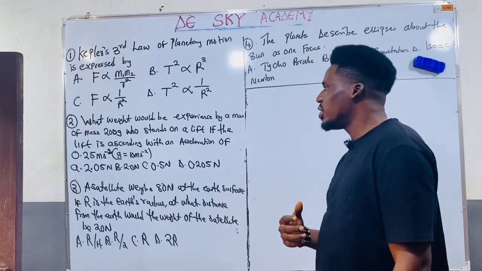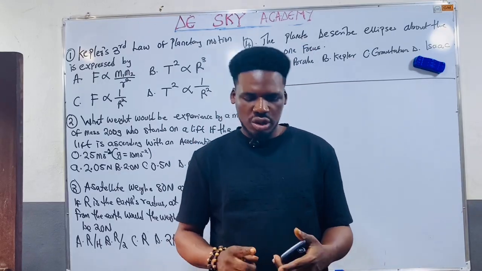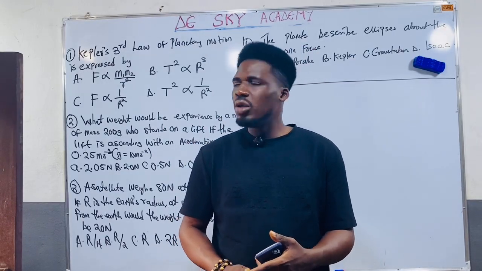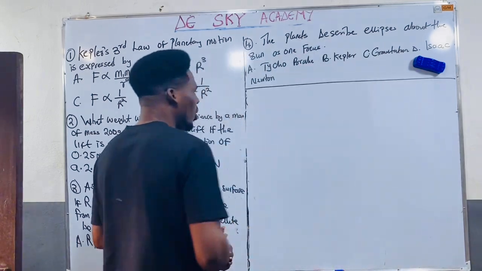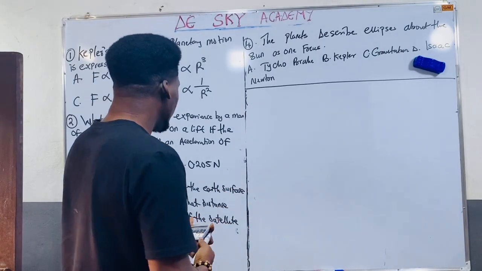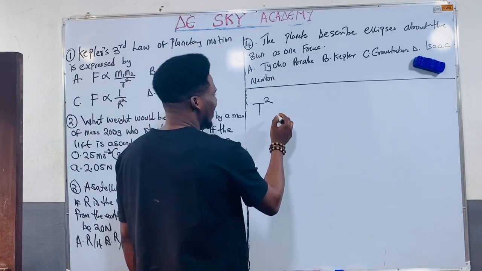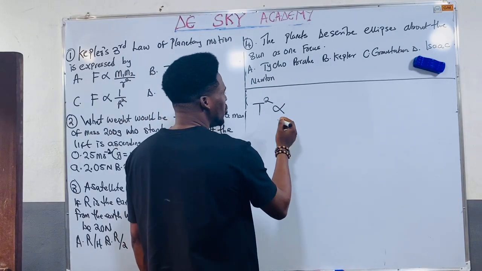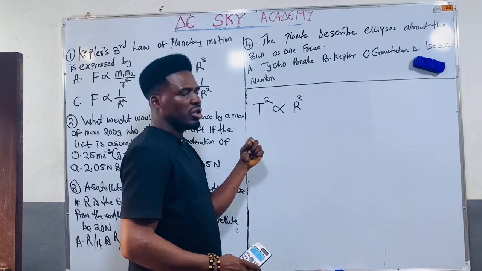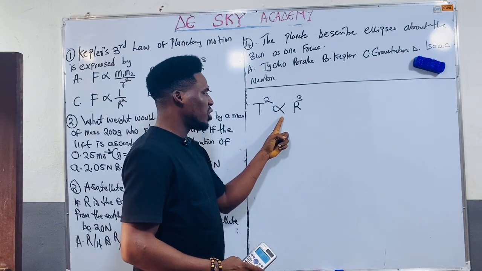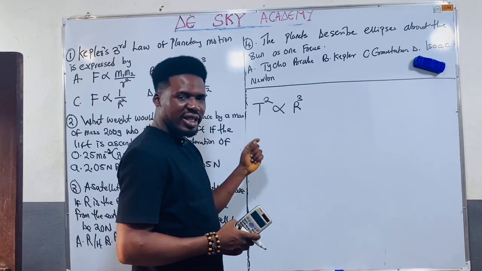How do we solve this? First of all, you need to understand the concept of Kepler. We have what we call Kepler's law of planetary motion. So we have the first law, we have the second law, but what they are trying to ask us from this question is the third law of Kepler's. And the third law of Kepler's law states that the square of the period of planetary motion is directly proportional to the cube of the separating distance. Let me repeat. The square of the period of the planetary motion is directly proportional to the cube of the separating distance.